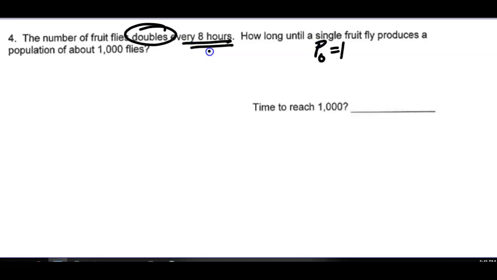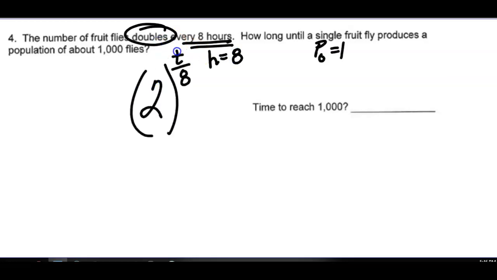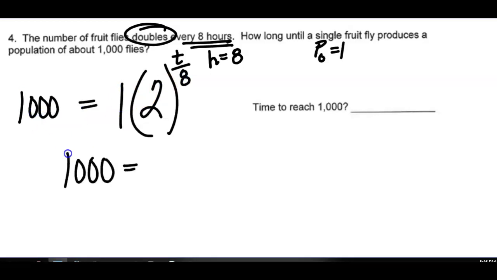The doubling time is like our half-life. Okay, so it's every 8 hours. But instead of halving, it's doubling in here. So we have t over 8. It does it every 8 hours. It doubles, starting with one fruit fly, and we want it to become 1,000. Well, as soon as we divide by 1, we get 1,000.